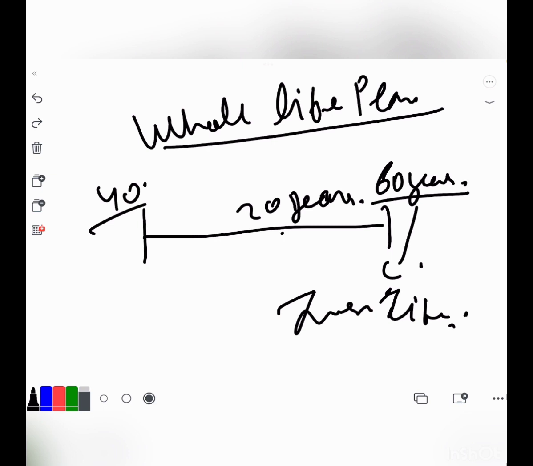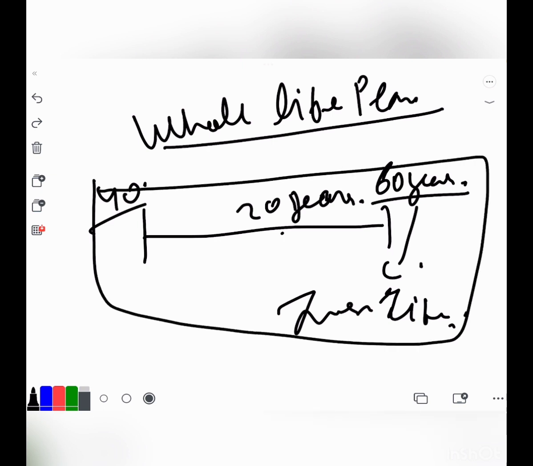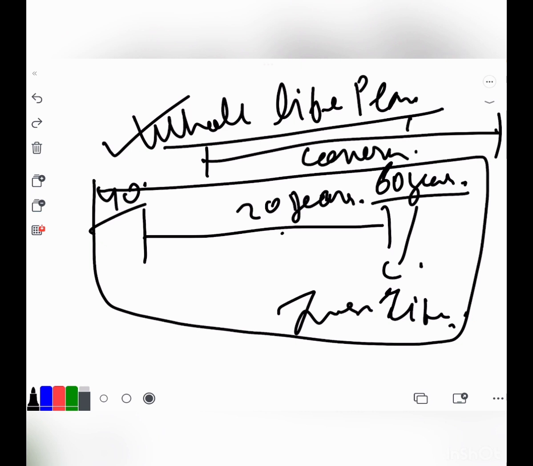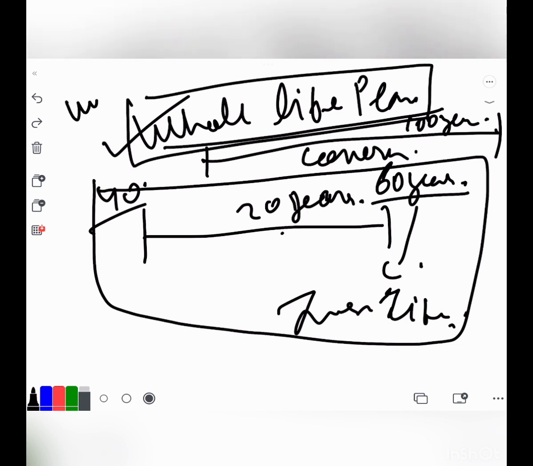So to take care of this problem, the whole life plan was made. What is a whole life plan? Until your death you are covered. 100 years tenure or more than that, till you survive. So the whole life plan is also called a will, because the claim will 100% come. You will die one day. You means the customer, the insured. So when he dies, his beneficiaries, his nominee, will get the sum assured. So the whole life plan is also called a will.